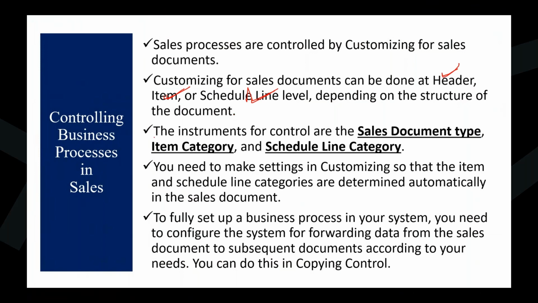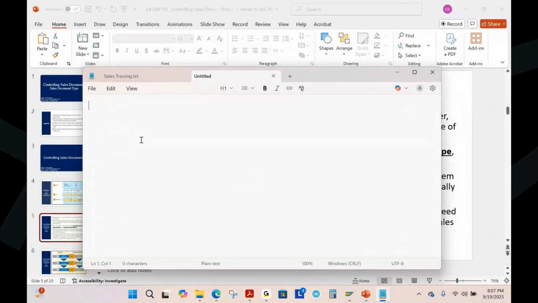The instruments for control are the sales document type, item category, and schedule line category. So the header data will be controlled by configuration of order type, sales document type. I will show you all these things. Then item data will be controlled by item category, and then schedule line data is controlled by schedule line category.